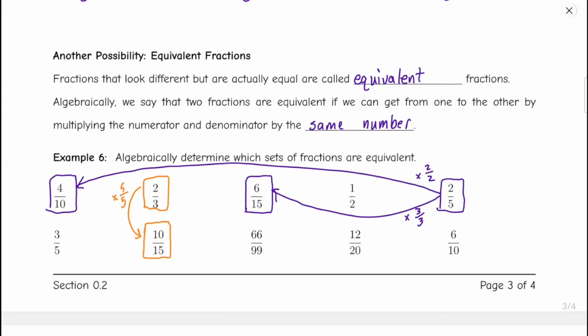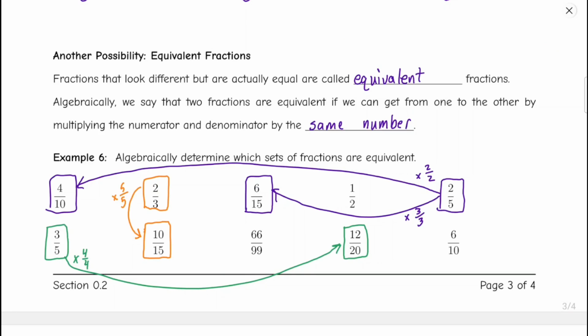Okay. 1/2. Hoping you notice none of them were equivalent to 1/2. 1/2 is by itself. 3/5. Well, that's equivalent to 12/20. And you get that by multiplying by 4/4. Okay, good.